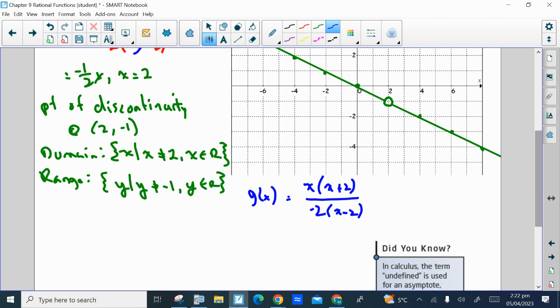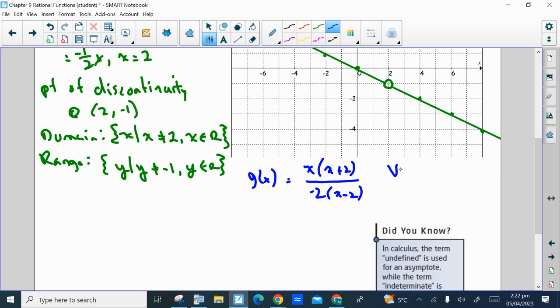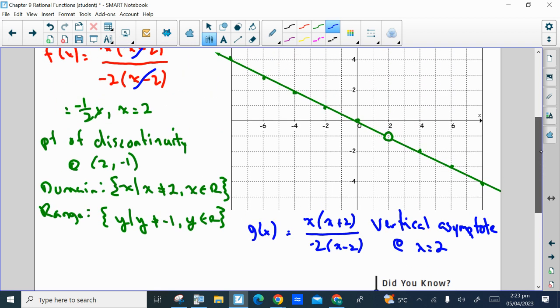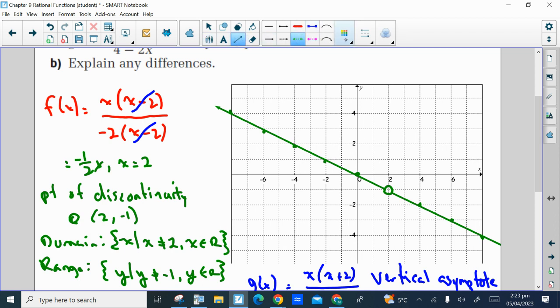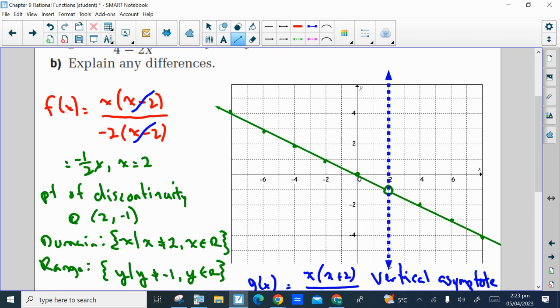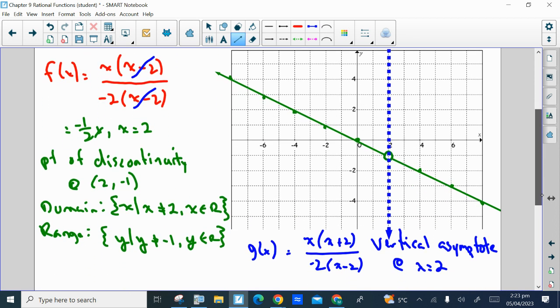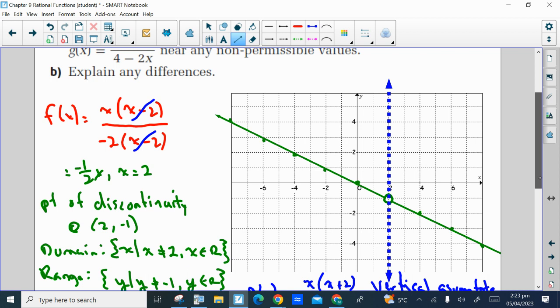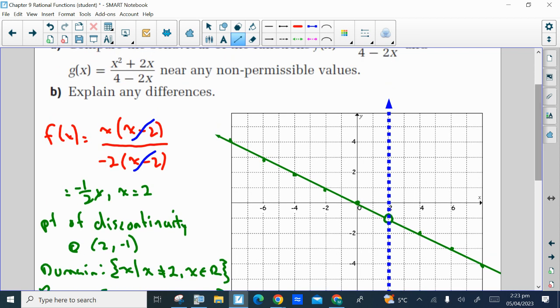But what this tells us is, because the x minus 2 doesn't cancel, we will have a vertical asymptote at x equals 2. Right, so in this case, we'll have a vertical asymptote at x equals 2. The degree of the top is more than the bottom, so we don't have a horizontal asymptote here.